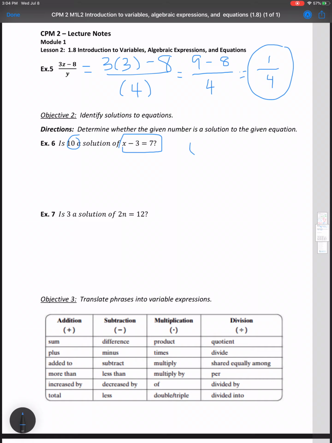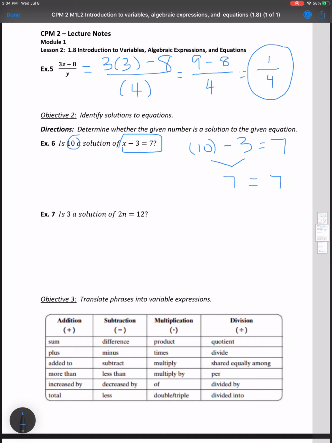So every time I see a letter, I'm going to put parentheses, and then they're asking if 10 is a solution. So every time I replace our letter with 10, go simplify each side of the equal sign. So over here, I have 10 minus 3, which is 7. Always bring down that equal sign. And the right side of the equal sign is already simplified, so there's nothing to simplify over there.